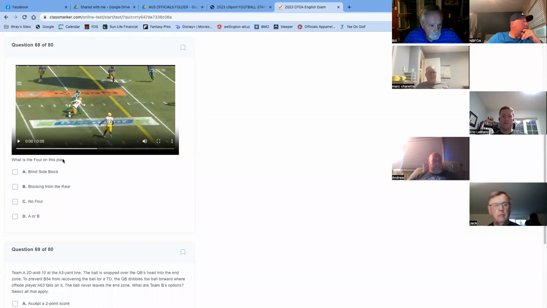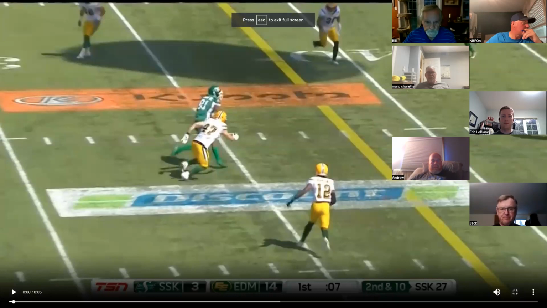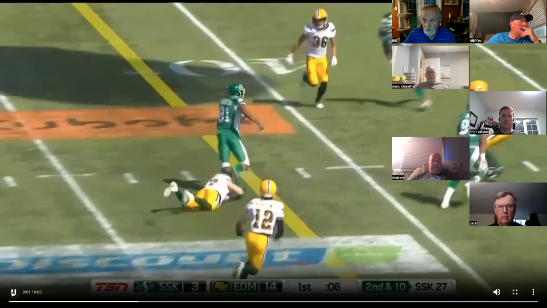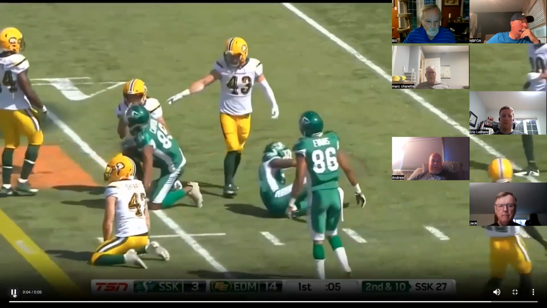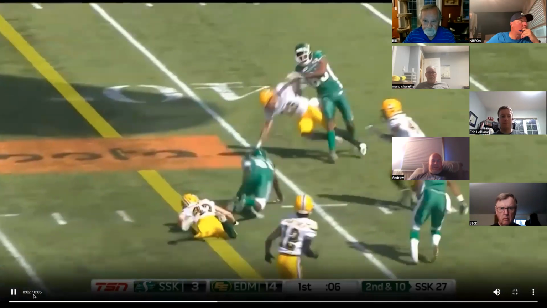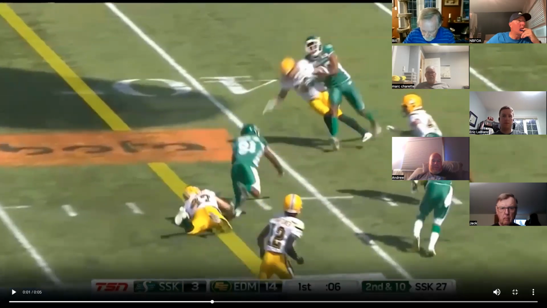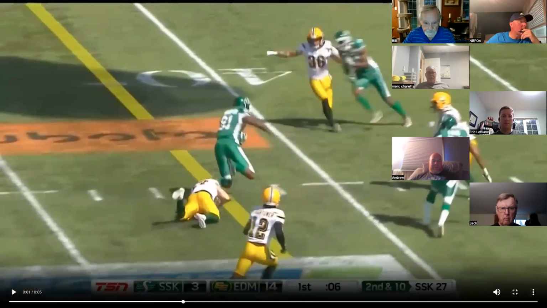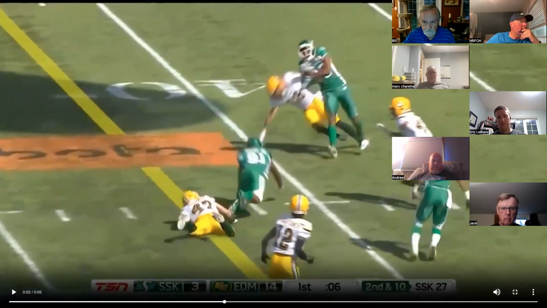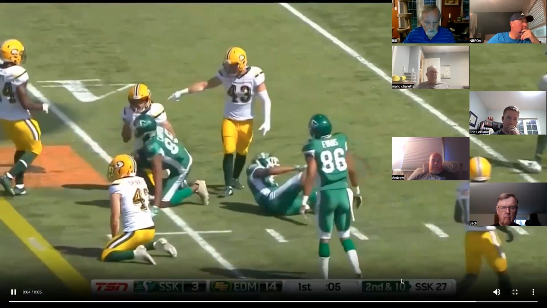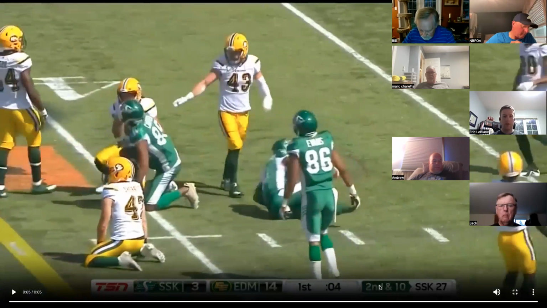Question 68, another video. What is the foul on this play? And we've got some selections. Right there, that's a blindside all day. Yeah, that's textbook. Wow, running back towards his own end zone, too. I figure the answer has got to be D, because otherwise, why would D be an option?